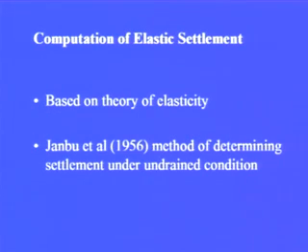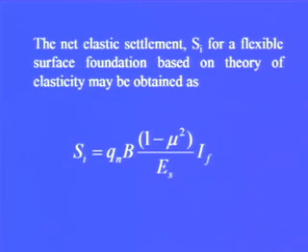Now, in order to compute elastic settlement, which is of the immediate nature and due to the elastic compression of the soil mass, we have methods available based on theory of elasticity and the method that is suggested by Janbu et al. Now, the net elastic settlement SI for a flexible surface foundation based on theory of elasticity can be determined by this equation: SI equals Qn B times (1 minus mu squared) upon Es, into the influence factor If.